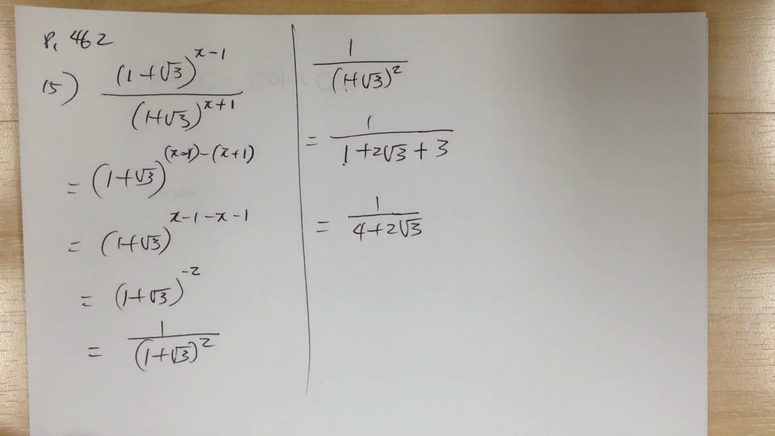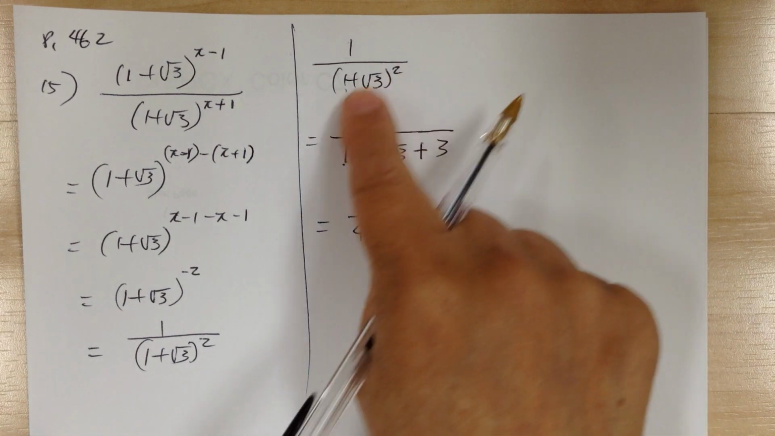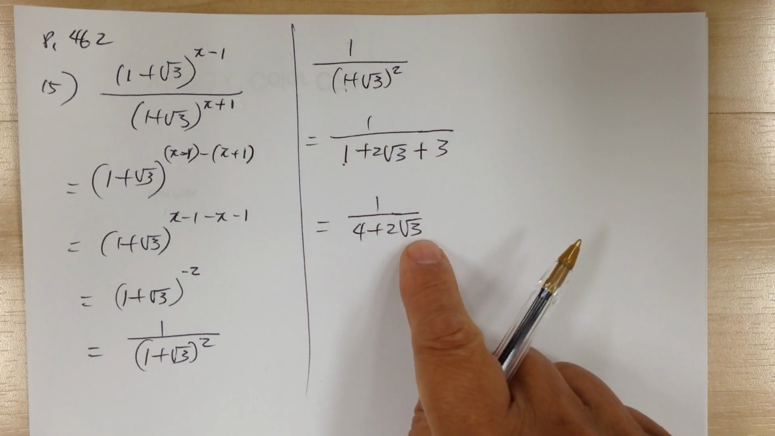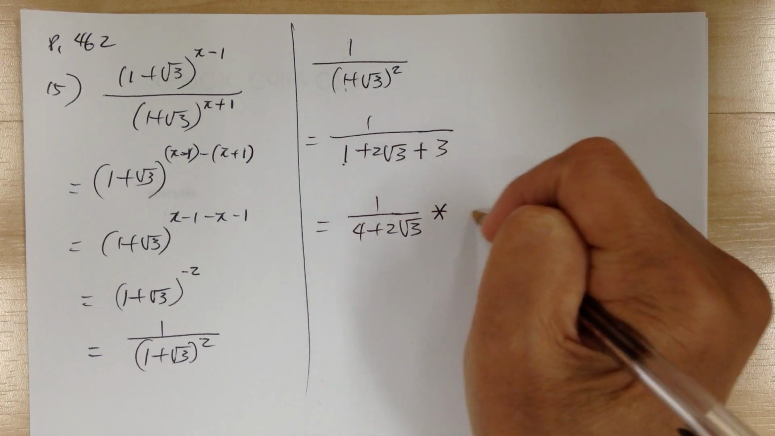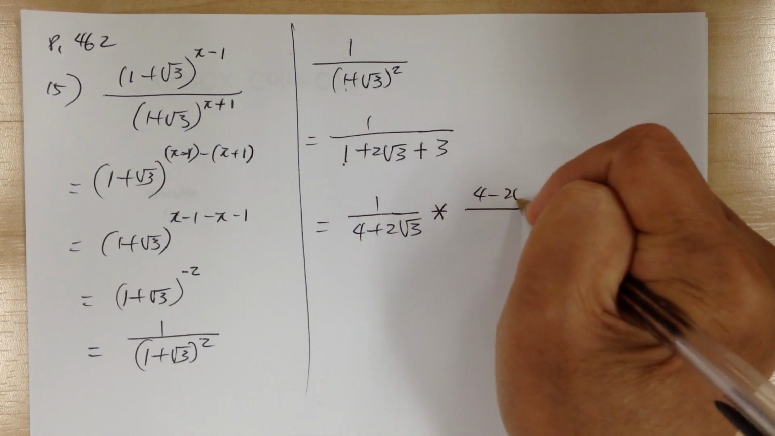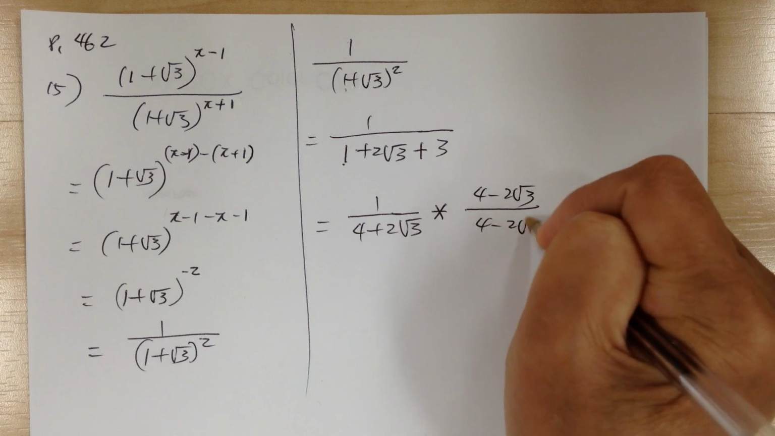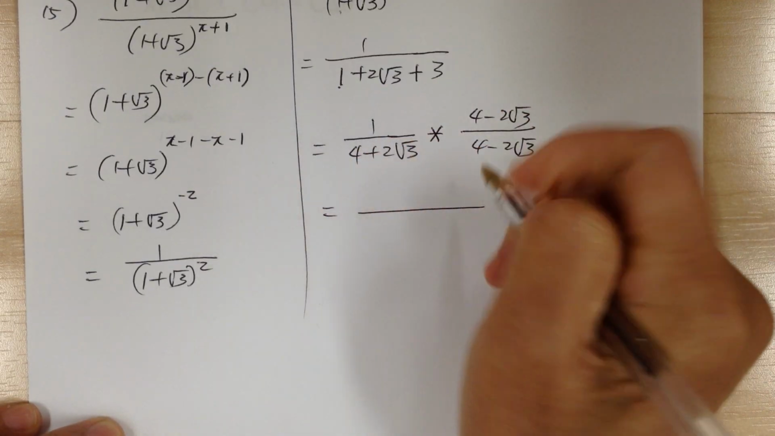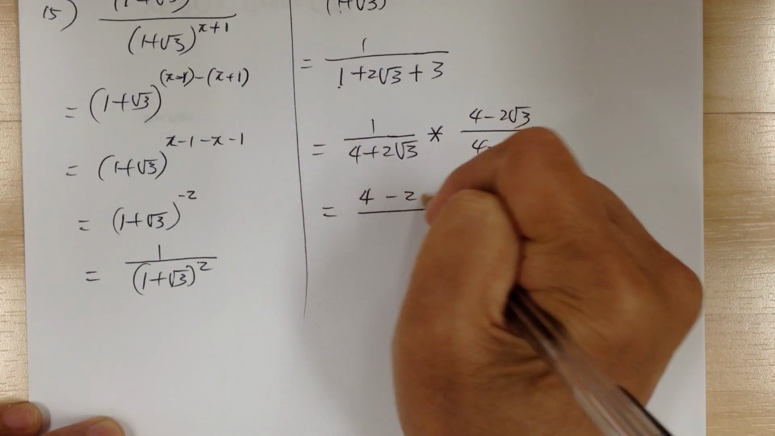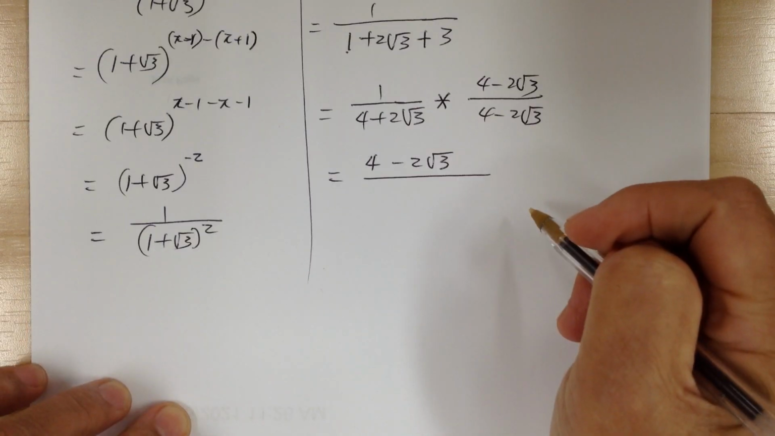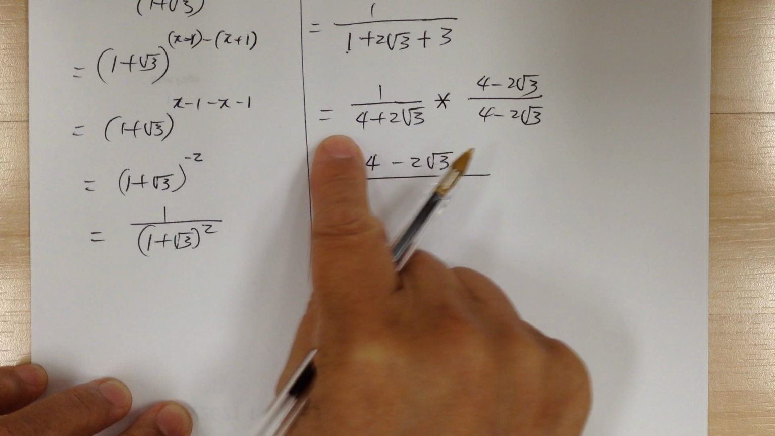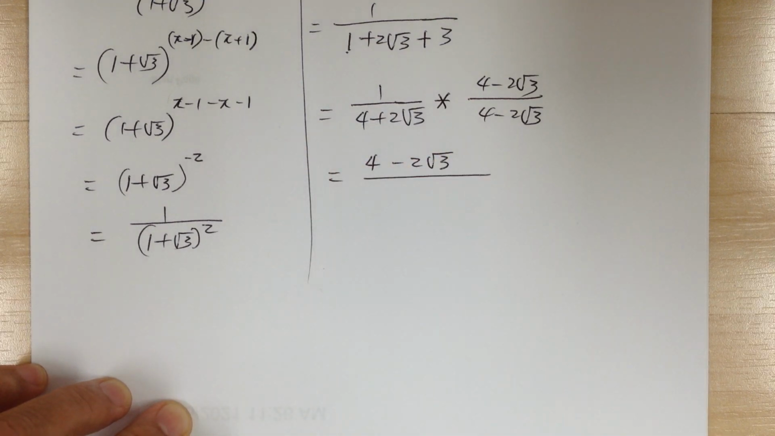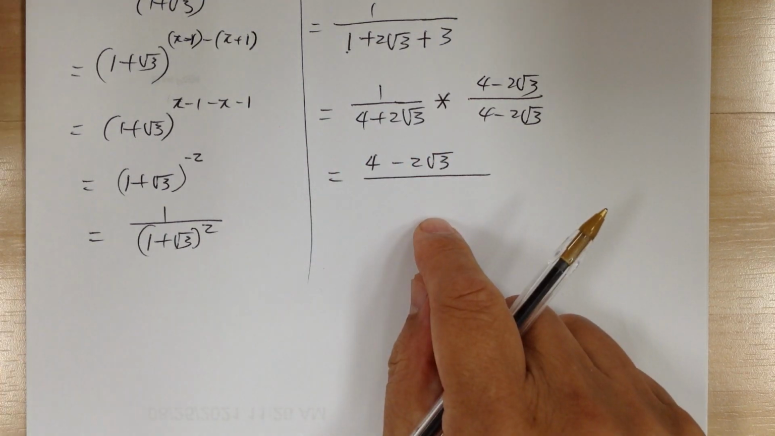First you square it out. Now to get rid of the square root on the bottom, you have to multiply by the conjugate. So it will be 4 minus 2 square root of 3 on top and bottom. Actually, you can probably factor out the 2 so that your conjugate is not as big, but you can do it either way.